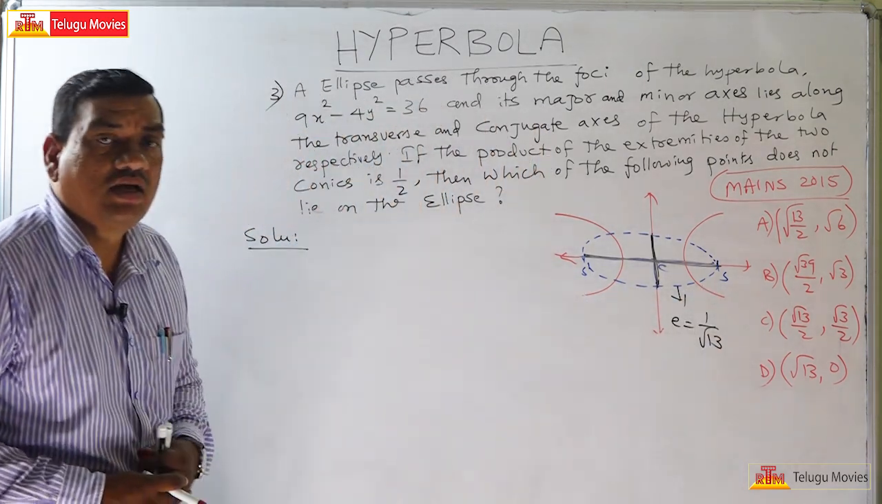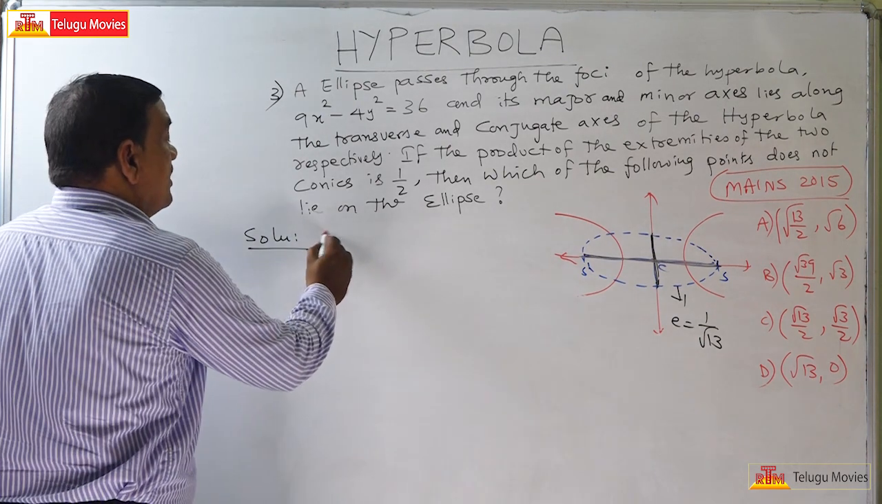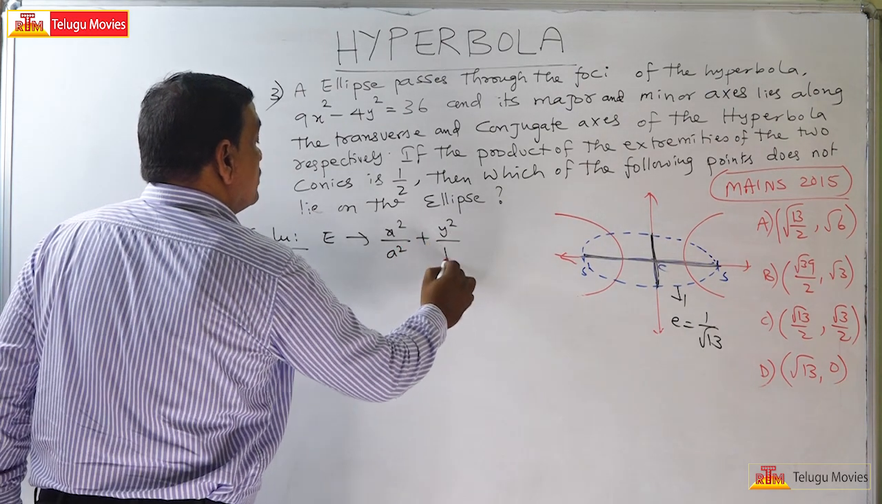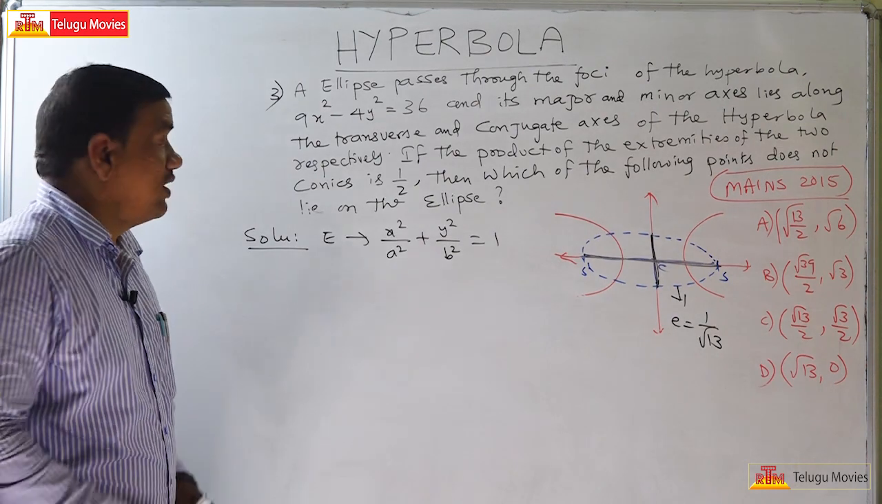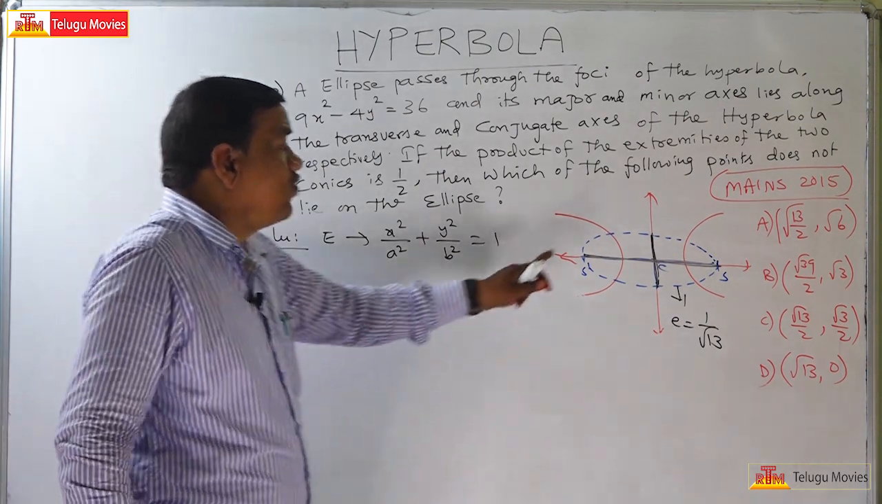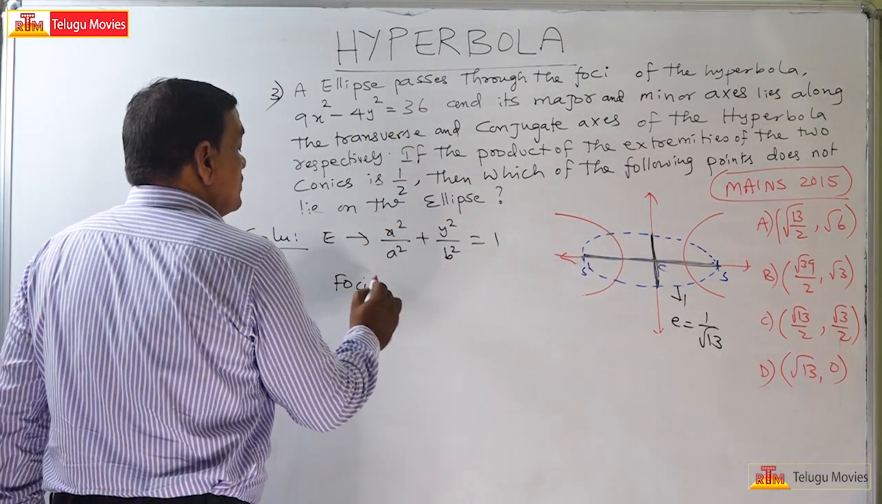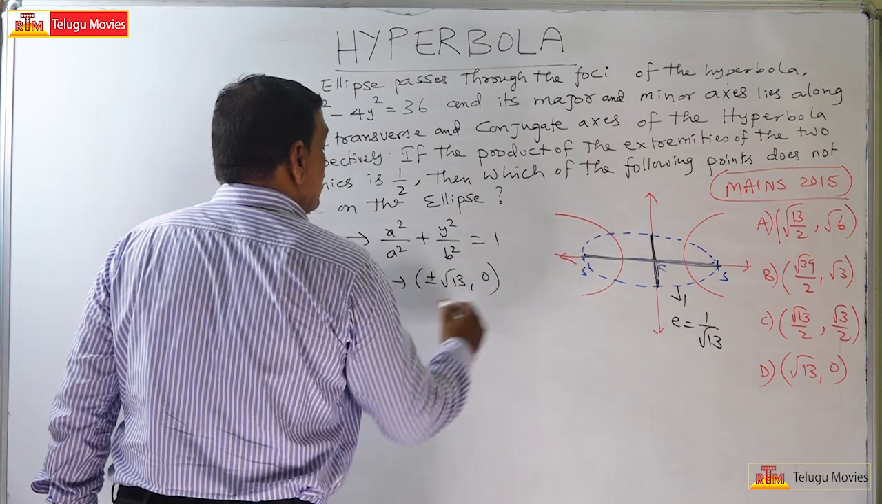Now, continuing with the problem, let the equation of the ellipse be x square by a square plus y square by b square is equal to 1. It is given that this ellipse passes through the foci. What are the foci of the hyperbola? They are plus or minus root 13 comma 0.